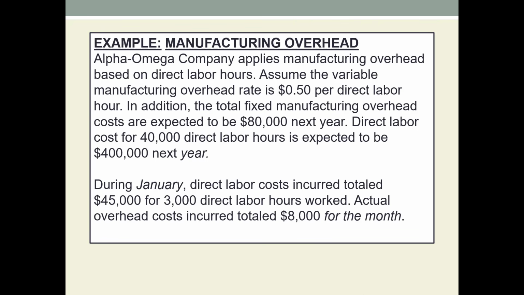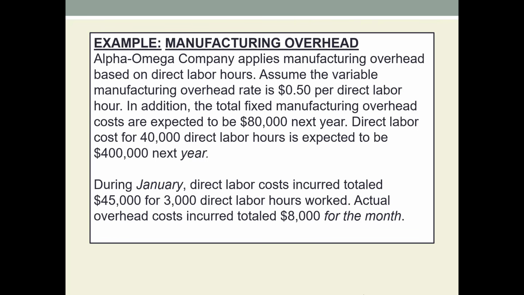Let's look at a brief example. Alpha Omega Company applies manufacturing overhead based on labor hours. Assume the variable manufacturing overhead rate is 50 cents per direct labor hour. In addition, the total fixed manufacturing overhead costs are expected to be $80,000 next year. Direct labor cost for 40,000 direct labor hours is expected to be $400,000 next year. During January, direct labor cost incurred totaled $45,000 for 3,000 direct labor hours worked. Actual overhead cost incurred totaled $8,000 for the month.